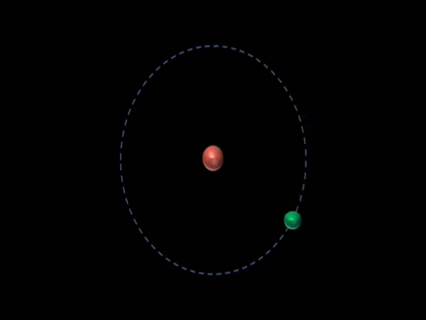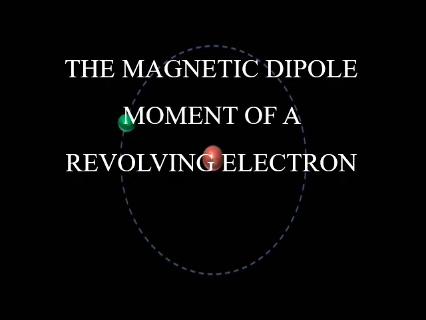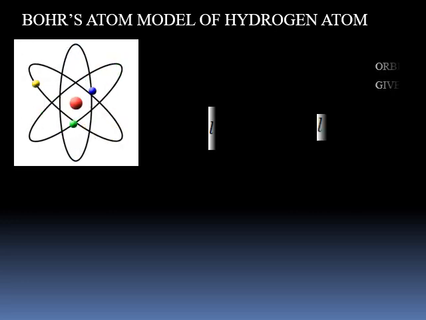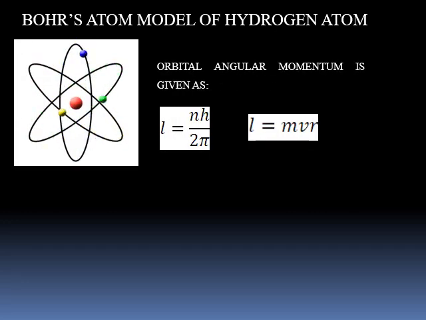Hello students, today's topic is magnetic dipole moment of a revolving electron. We have to remember one of the postulates of Bohr's atom model, that is angular orbital momentum L is equal to nh by 2 pi. L is also equal to mvr. These two are the formulas that we will be using in the coming derivation.